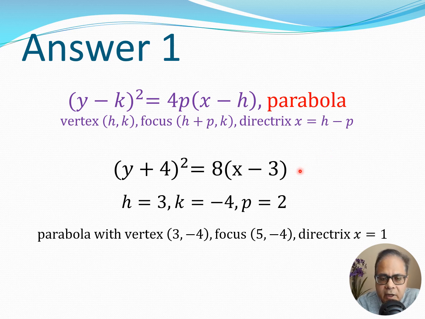But if we compare the parabola which has been given to this particular general equation, we can clearly see that h equals 3 and k equals negative 4 and p equals 2. Now with this definition, we can clearly see that this parabola has a vertex (3, -4), focus (5, -4) and directrix x = 1. So now of course if somebody has figured this out, you can ask them to plot the particular equation.